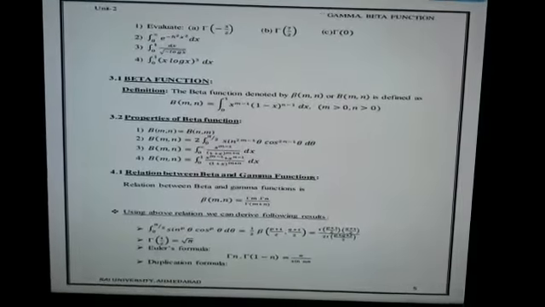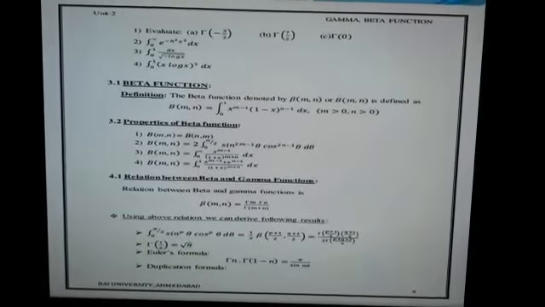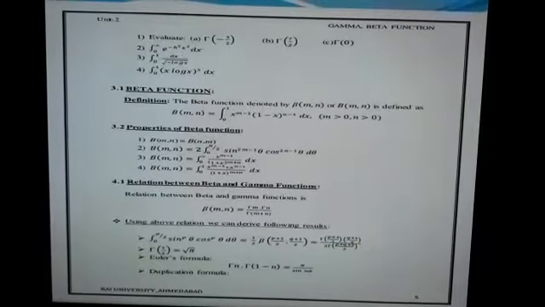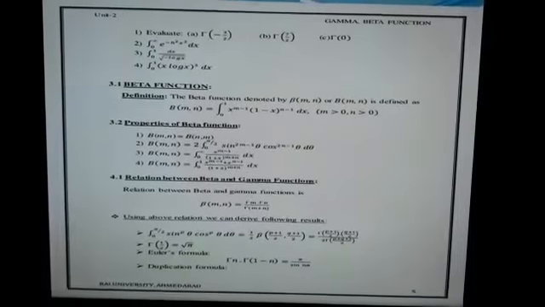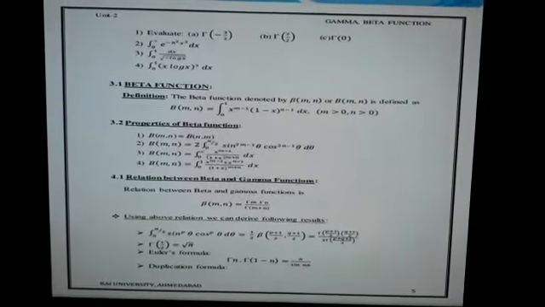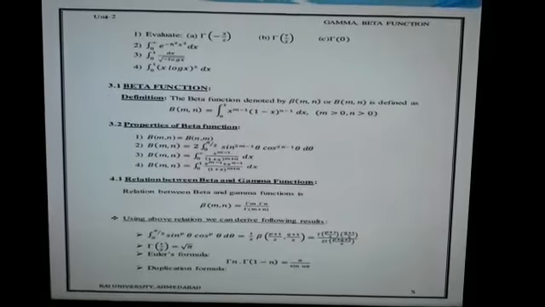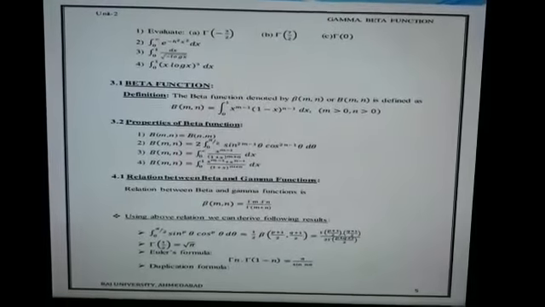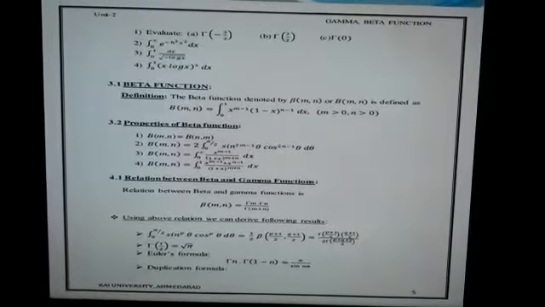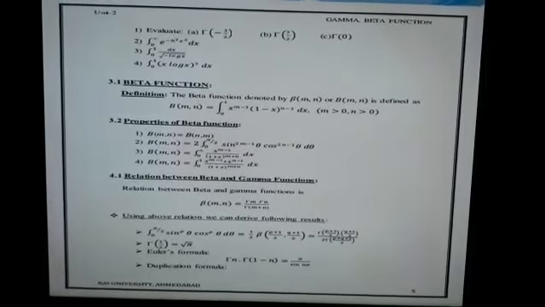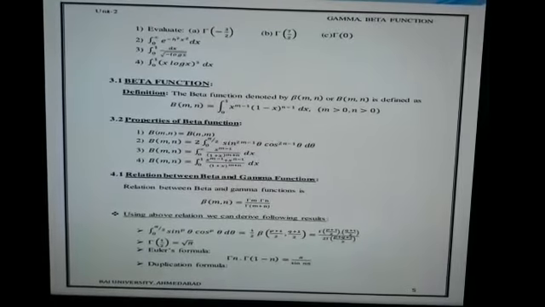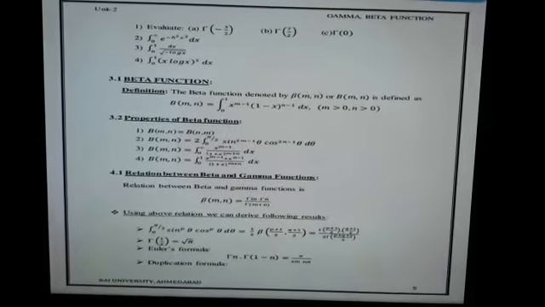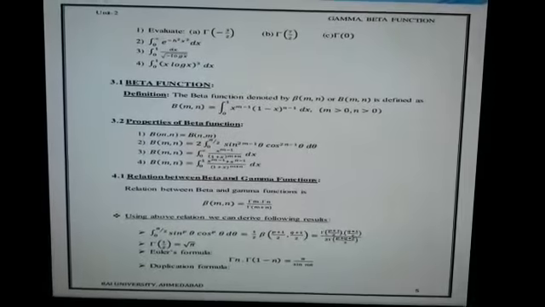Beta function is denoted by beta m, n. Definition is very easy. Beta m n is equal to 0 to 1 x to the power m minus 1, 1 minus x to the power n minus 1 dx. And we have seen properties of beta functions. Beta m n and beta n m are equal. Yani it can be say it is whole commutative law. And next property we will continue see.